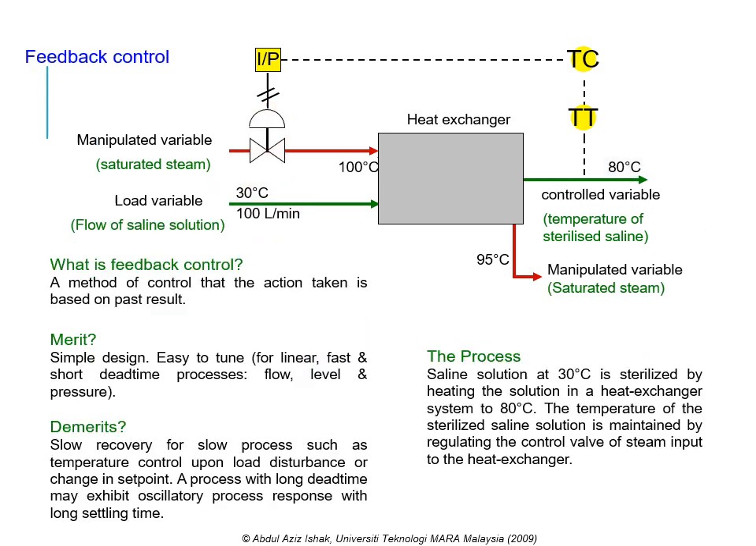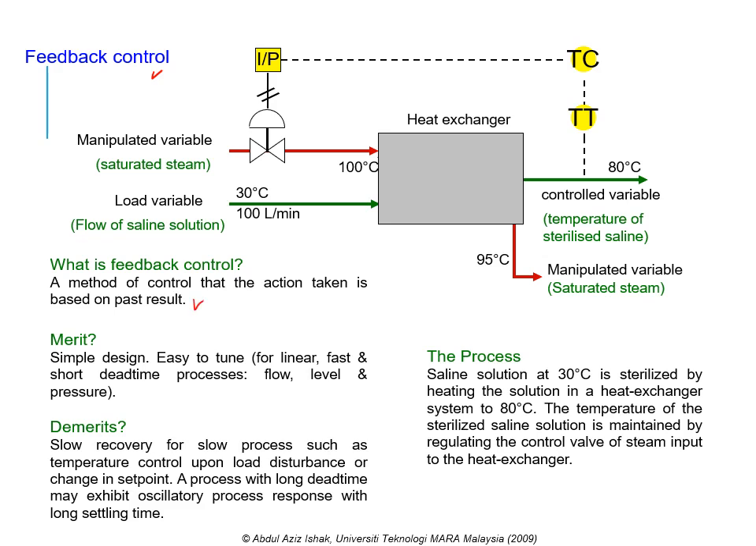Feedback controller is the type of controller that we used to learn in the previous lesson. This type of controller has been used for ages and is still the most common control system used in industry. So what exactly is feedback control? Feedback control is a control method where the action taken is based on the past result.